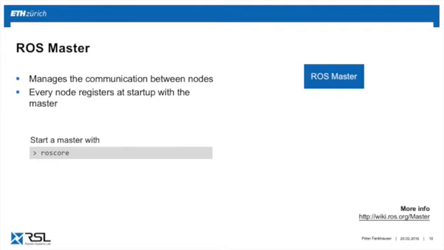Now, one important element is the ROS master. This manages the communication between your nodes. At startup, when a node comes up, it needs to register with your master, and the master makes sure that all the nodes can communicate with each other. You can start a ROS master in the console by simply typing in roscore. Roscore has multiple elements, one of which is the ROS master.